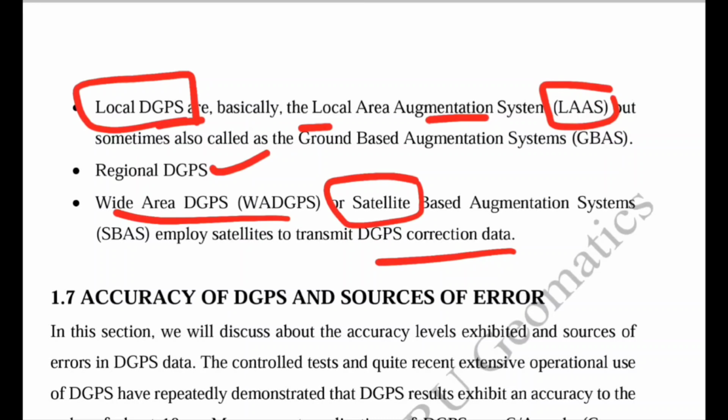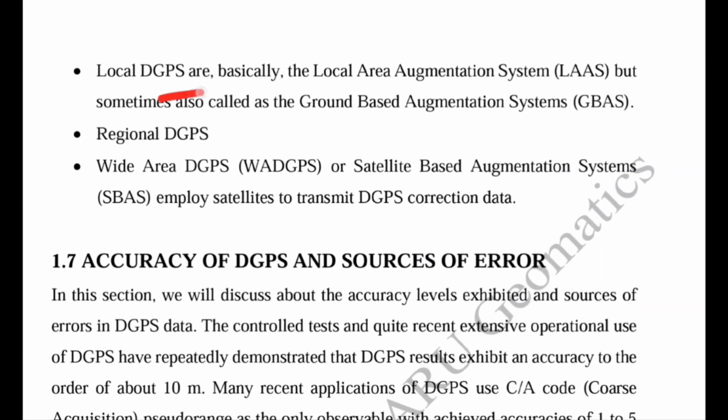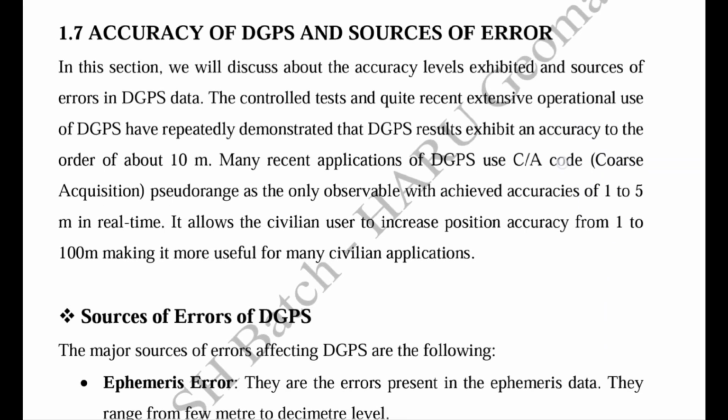We know that the corrections may be applied through satellite signals, so those signals are used in WADGPS. Local DGPS is also known as GBAS, ground-based augmentation systems. So keep in mind these points. After that, we will discuss another point, in which we will study the accuracy of DGPS and sources of error.